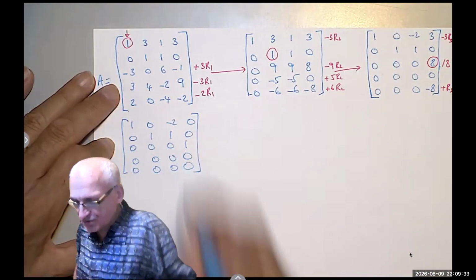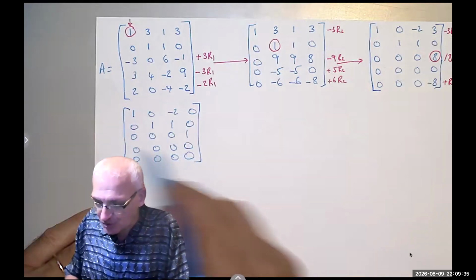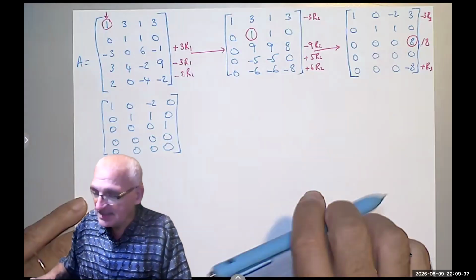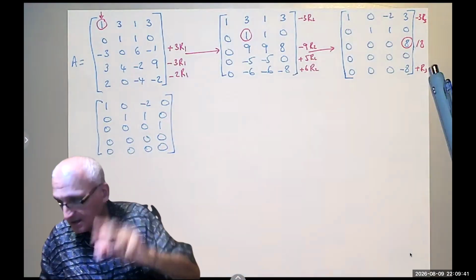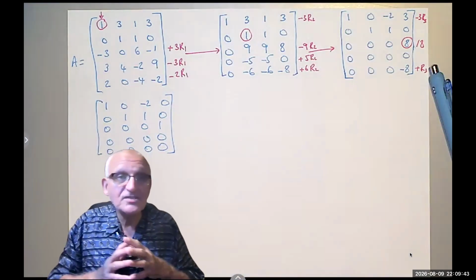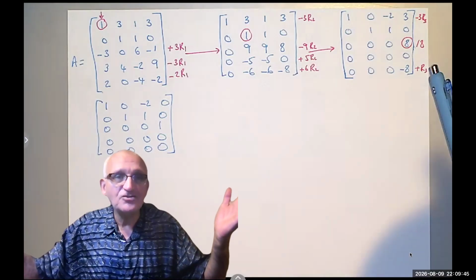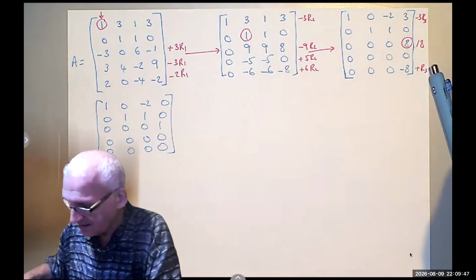I get 2 rows of 0, which means these 2 rows can be written as a linear combination of the other 3. I only have 3 rows that contain everything I need to know about this matrix.